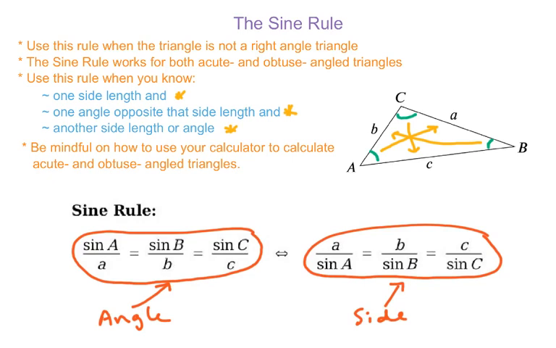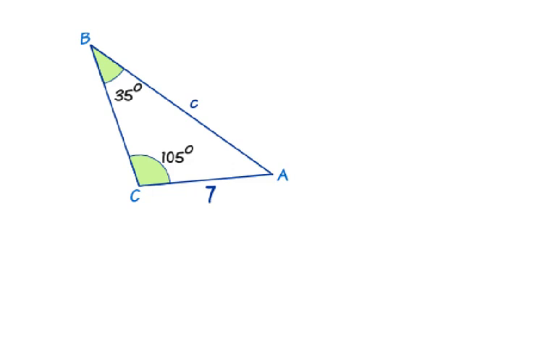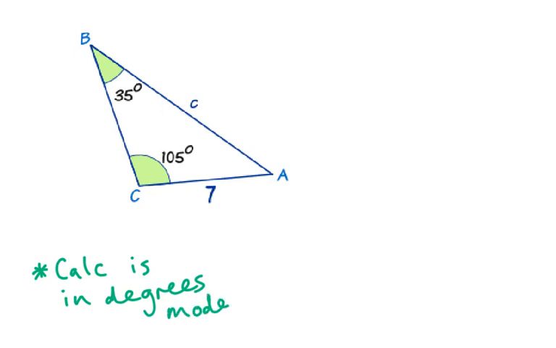The other thing to be mindful of is when you're looking at calculating an obtuse or an acute angle in the triangles. We will get to some examples of acute and obtuse triangles later on in this video. Looking at our first example, we're asking you to find side C. Before you do any calculations for trigonometry, please make sure that your calculator is in degrees mode. Otherwise, you might end up with some incorrect answers. So let's start this process.